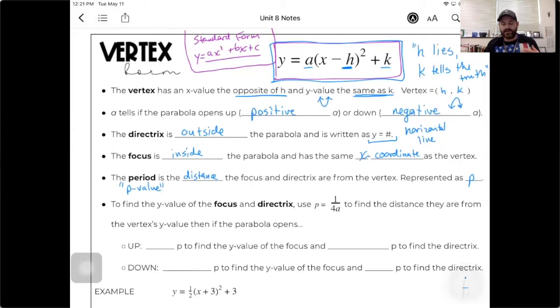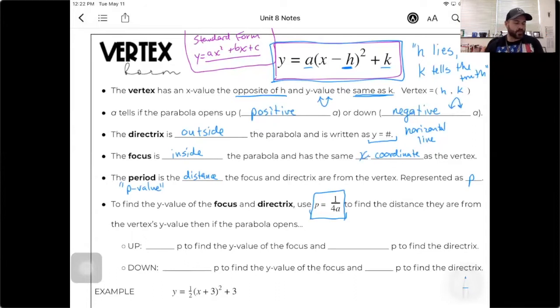Now, to find the y values of the focus and the directrix, we're going to use this little formula: p equals 1 over 4a. All right, you'll need to remember that. To find the distance they are from the vertex's y value, you have to decide if the parabola opens up or down to know whether to make that a positive or negative p value or a positive or negative a value.